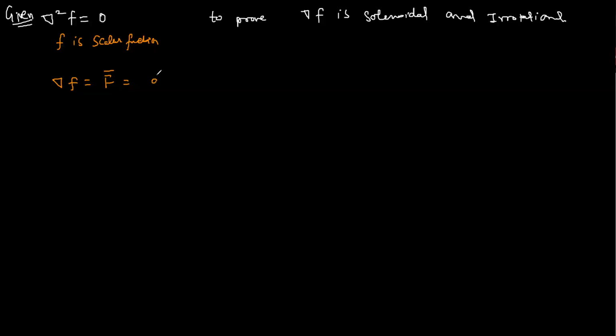Vector f is what? Del f upon del x i, del f upon del y j, del f upon del z k. Understood? Okay. Now we calculate what? Curl of vector f. Curl means cross product of grad f, right?